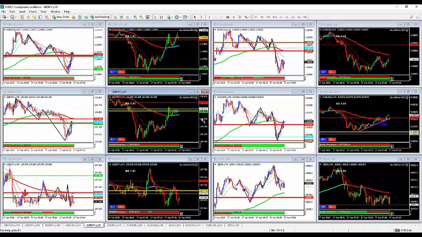So what gives you the right to increase your trade size? What gives you the right to increase your trade size? You've got to have a right to increase the trade size, and that is by being a consistent winner.